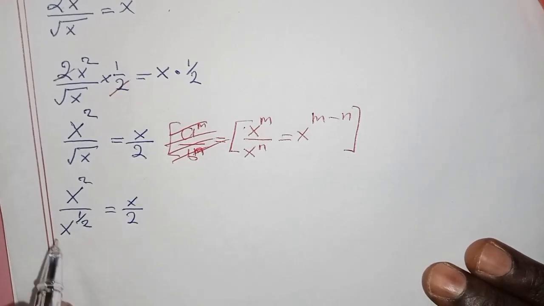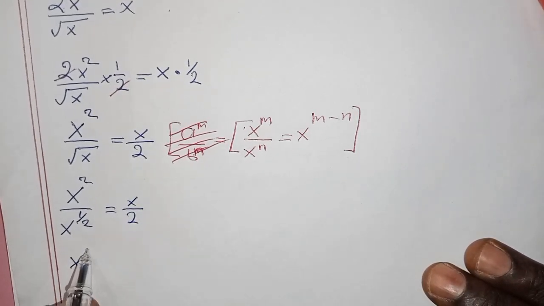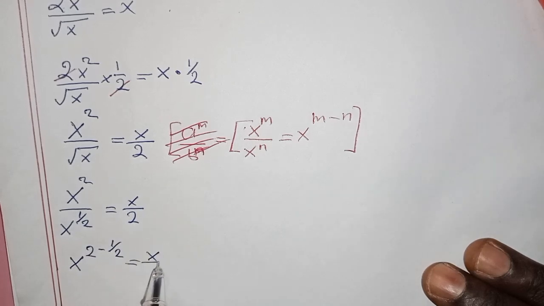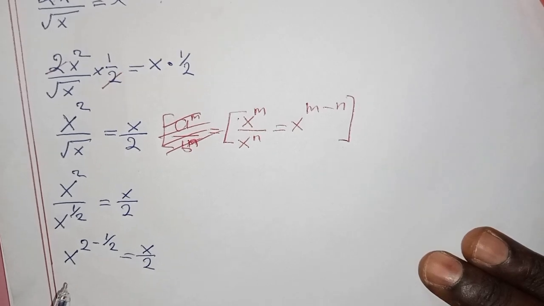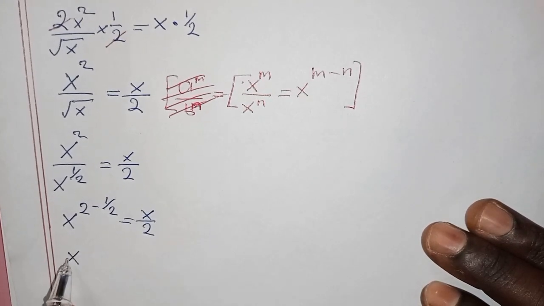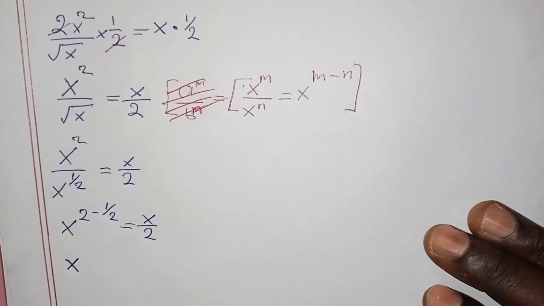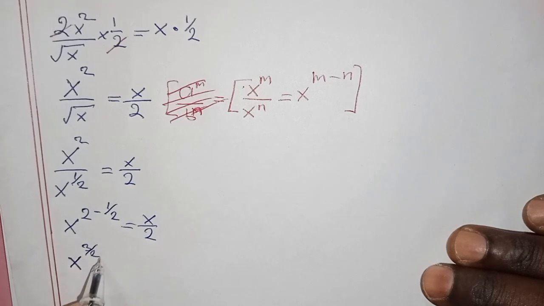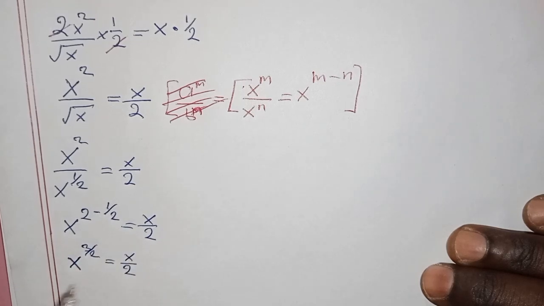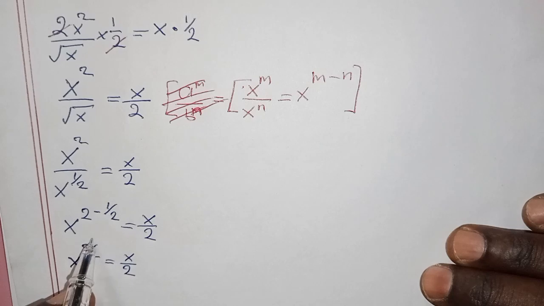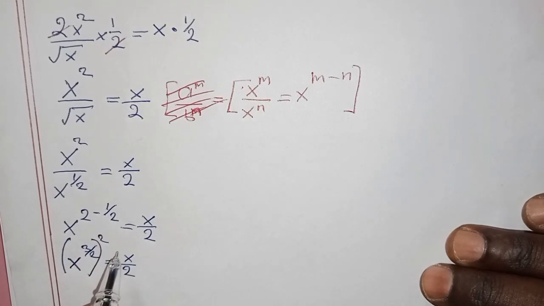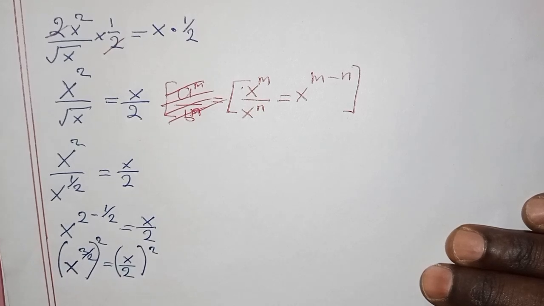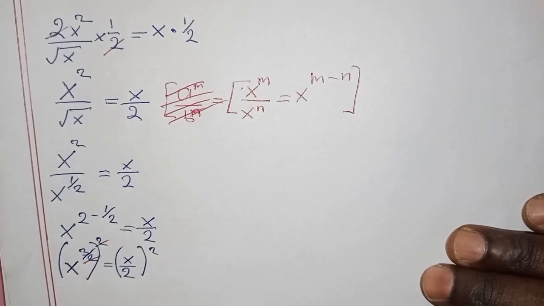So going further, that means I'm going to have x to the power of 2 minus 1 over 2 is equal to x divided by 2. So we are going to have x to the power of 2 minus half, remain 1 and half, and 1 and half is 3 over 2. So I'm now going to have x to the power of 3 over 2 is equal to x divided by 2. Fantastic. So I want to square both sides of the equation. So here will be 2 also, so that we all know that these 2 and these 2 will get cancelled.